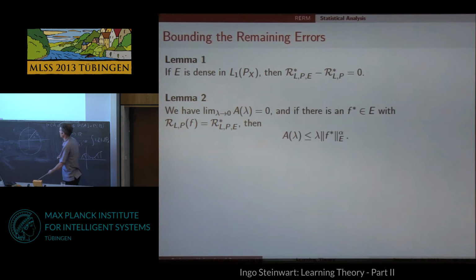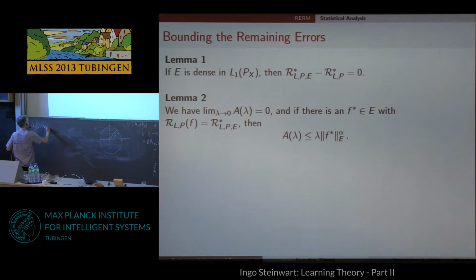So A of lambda is the infimum over all F in E of lambda times the norm of F in E to the power alpha plus RLP of F minus RLP of E star. This was the definition of our regularization error.